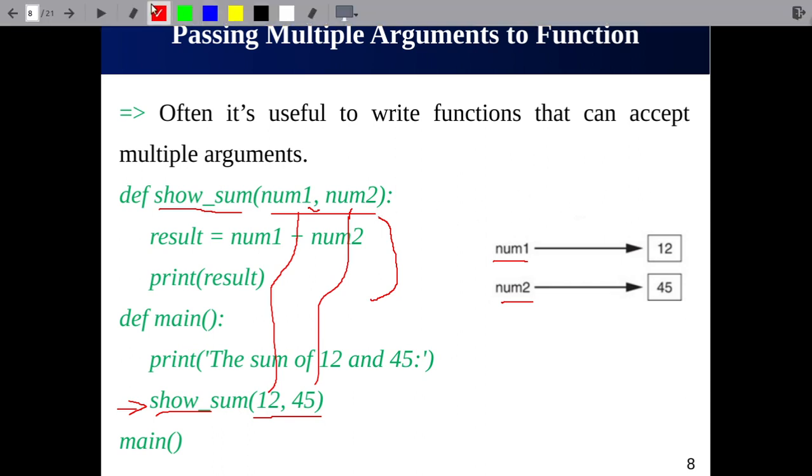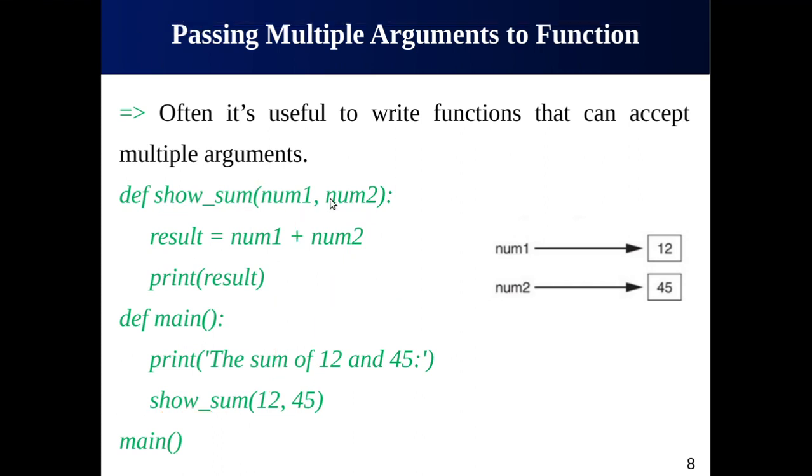On the calculation side, once this function is called, it will add these two values, 12, which is stored in num1, and 45, which is stored in num2. These two values will be added and the sum will be assigned to a variable result. And then we are printing the result with the help of the print built-in function.